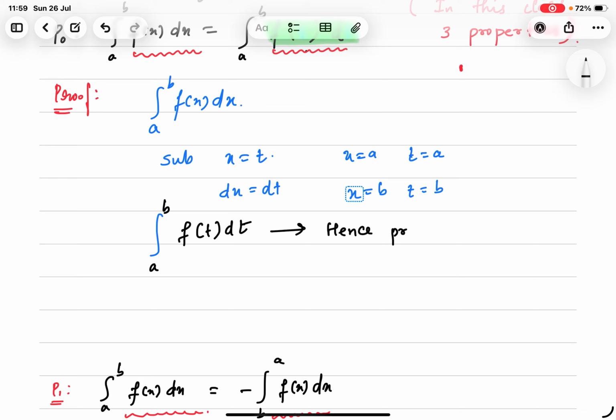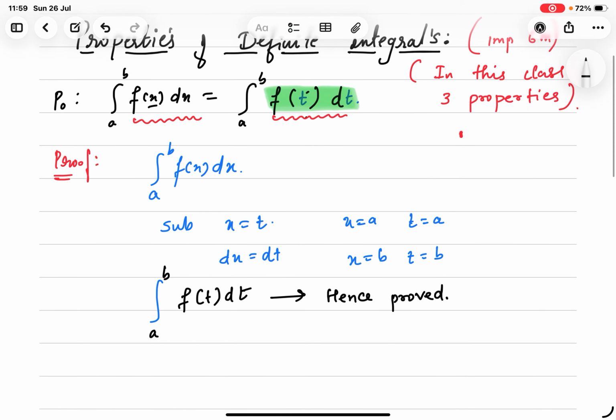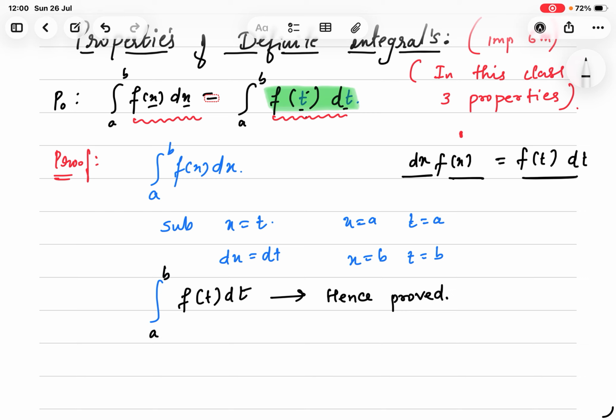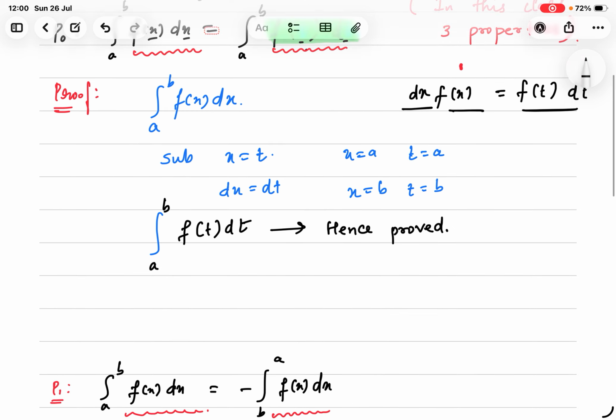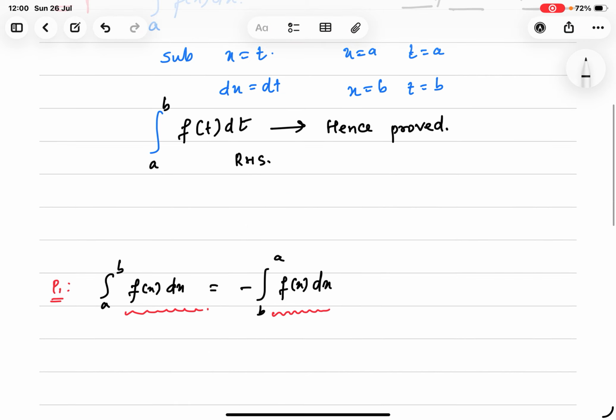Is it clear? So for property one, you can directly change f of x dx to f of t dt. Both are the same. Whatever the variable is, you can change the variable representing the function. I hope this is clear. This is your RHS, hence proved.